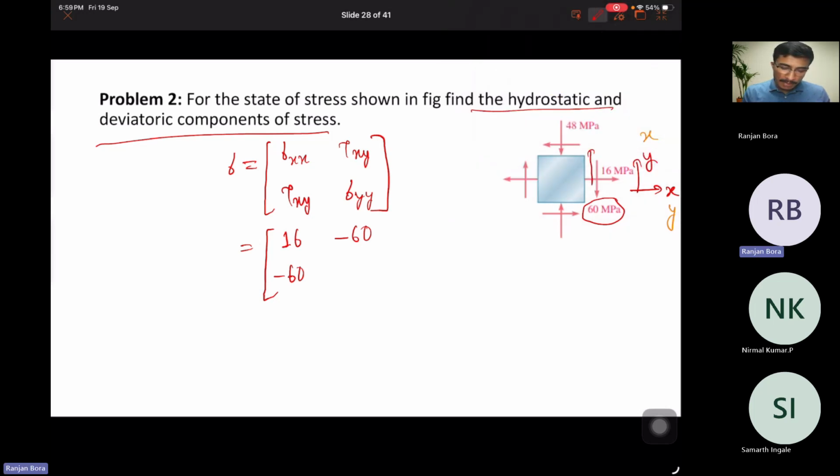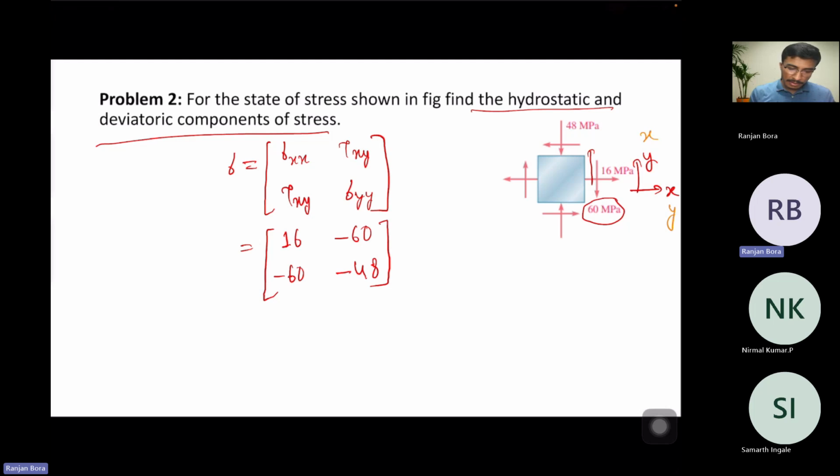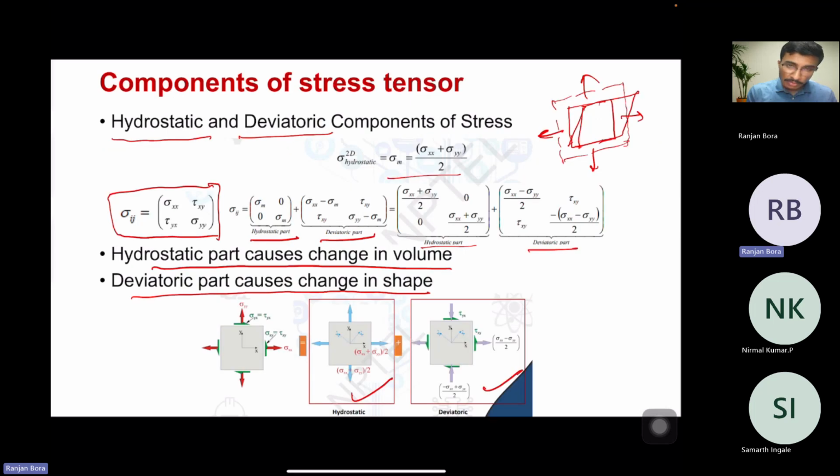Okay, and this sigma yy is minus 48 because it is acting in the downward direction. So we have got the sigma matrix. Now the hydrostatic component is... this is the hydrostatic component. So we need to first find out the sigma m.